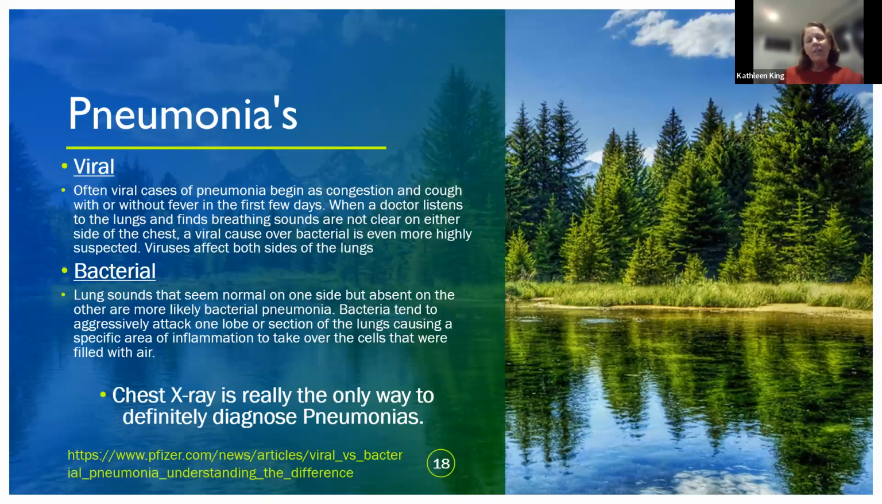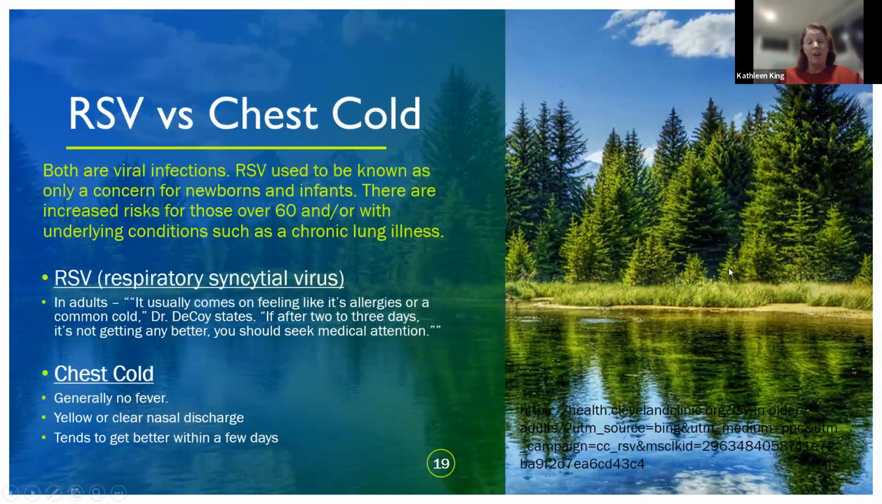But the other thing I wanted to point out is that often doctors will diagnose pneumonias based on listening to lungs and symptoms, but the only definitive way to diagnose pneumonia is a chest x-ray. Anything else is best guess. And I'm not saying that's bad, but you really cannot definitively diagnose a pneumonia unless you have a chest x-ray. And even those are not as definitive as I'd like.